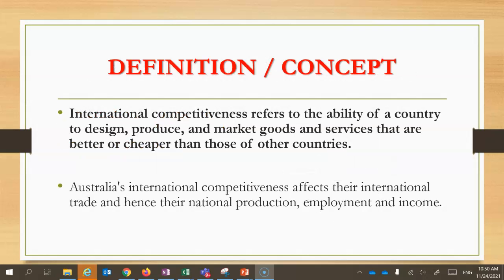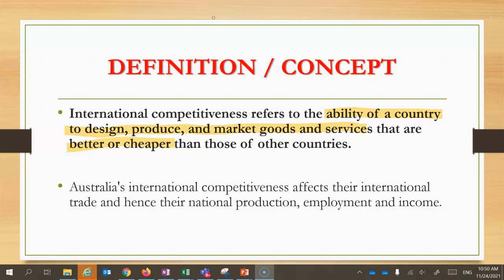So what is international competitiveness? Usually in the exam, this is what we will be using. International competitiveness refers to the ability of a country to design, produce, and market goods and services that are better or cheaper than other countries. So basically, what we are trying to do here is to see how we can place our product in a better position in the international market.